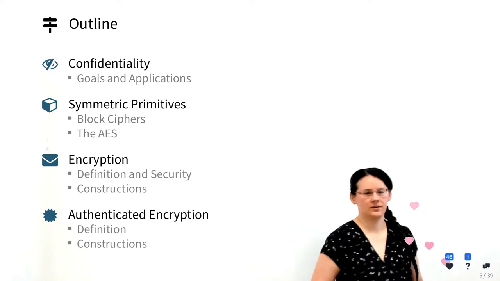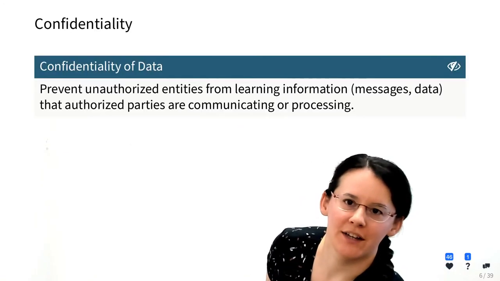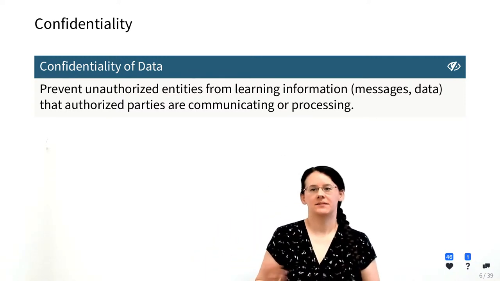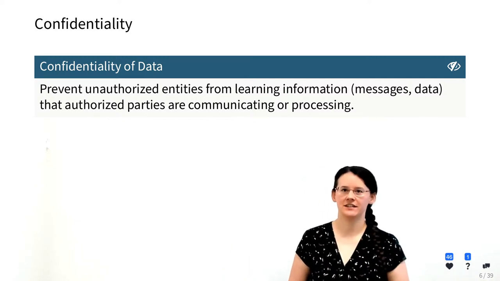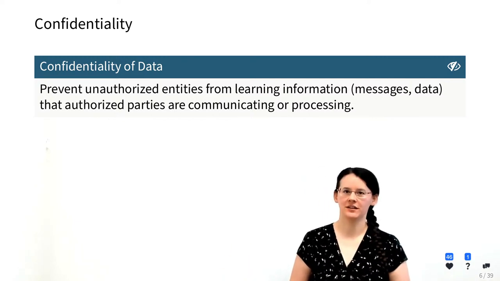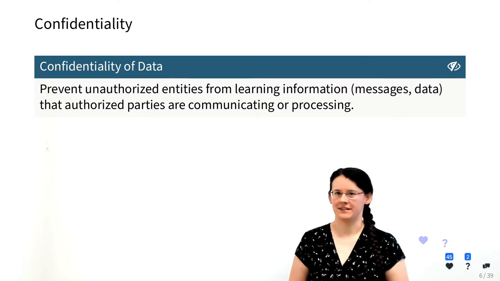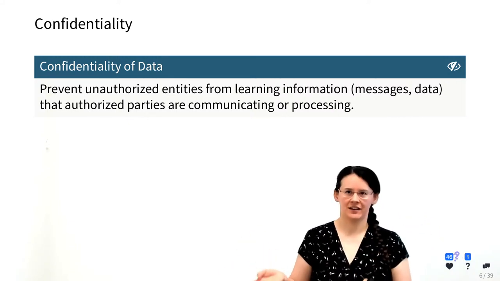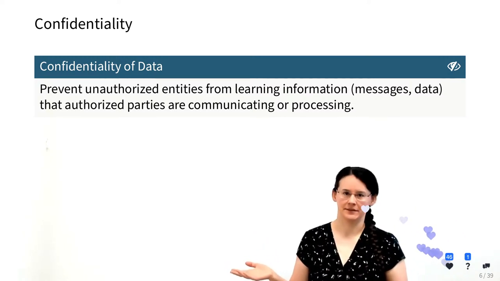Okay, so let's start with our first topic, namely confidentiality. So what is confidentiality of data? The definition is that it's supposed to prevent unauthorized entities from learning information, such as the message content, that the authorized parties are communicating or processing. So that's quite a mouthful, but in the end, the idea is you have data, you don't want unauthorized parties to read the data, period. That's it.